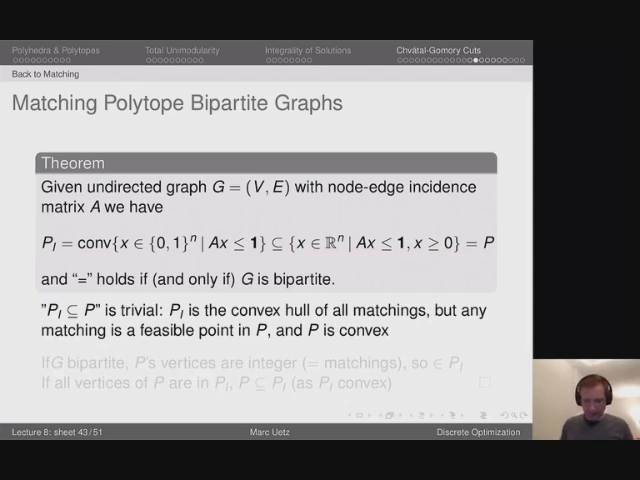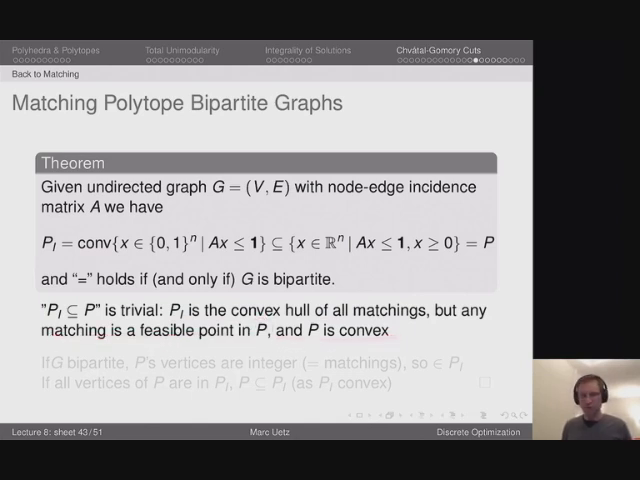And it's clear by definition that the convex hull of all the matchings, so all the feasible integer points, is a subset of P, which is all the solutions, including the fractional ones. But we have equality if and only if the graph is bipartite. That is something that we know already. So let's go through the sequence of arguments once more. First of all, the integer hull is contained in the fractional matching polytope. That is trivial because Pi is the convex hull of all matchings, but all the matchings are feasible points in this fractional polytope too.